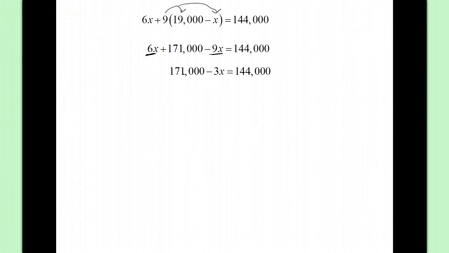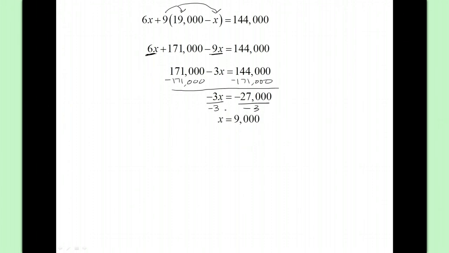Okay. Our goal is to solve for x to get x by itself. We're going to have to move over this 171,000 by subtracting it. That'll leave us just the minus 3x on the left-hand side. The difference between those is a negative 27,000. And now, to get the x by itself, just divide. Don't just divide by 3, though. Divide by a negative 3. So it works out nice. This problem is specifically made up to have nice integer answers, actually round thousands number of answers. So we have x being equal to $9,000.